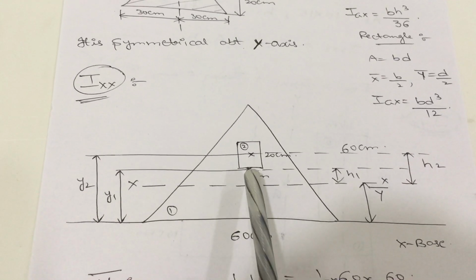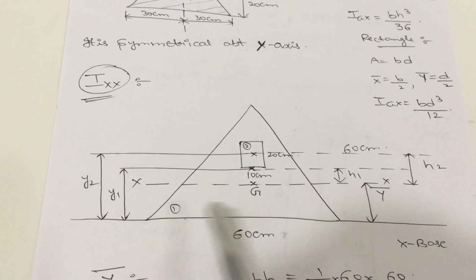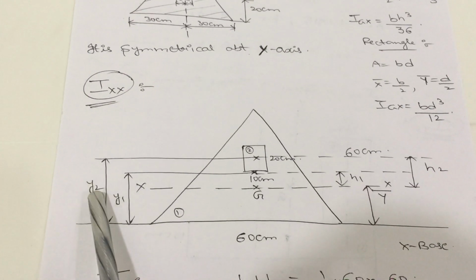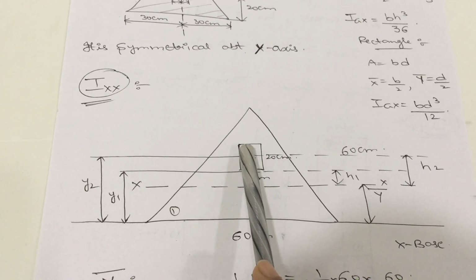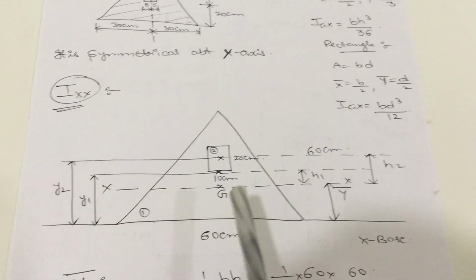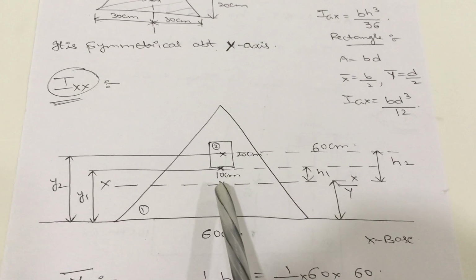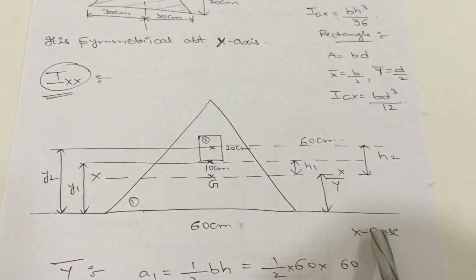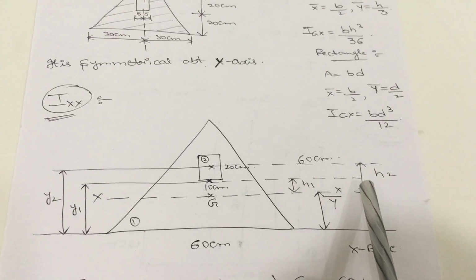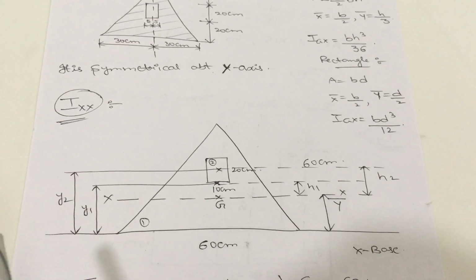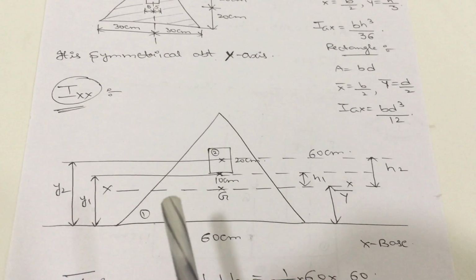Y1 is the distance from the centroid of the first section to the x base. Y2 is the distance from the centroid of the second section to the x base. Next, here y bar is the distance from the centroid of the complete section to the x base. Next, for H1 and H2, project the centroidal x axis for the individual sections.